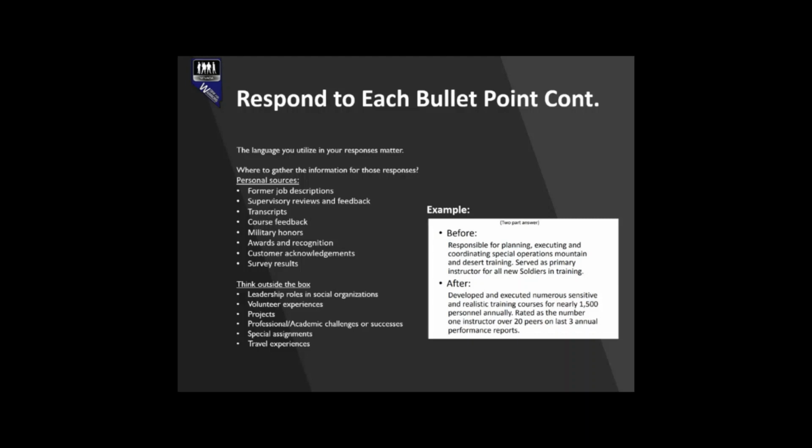Here is an example of a couple points of how it was before and how it should look. So this individual was an instructor and he put down: responsible for planning, executing, coordinating special operations, mountain and desert training, served as primary instructor for all new soldiers in training. After restructuring, this individual was applying for an instructor position and it was under his instruction KSA and he was trying to address his level of experience. So we changed it up and this is what we came up with.